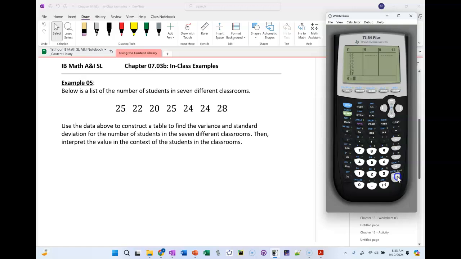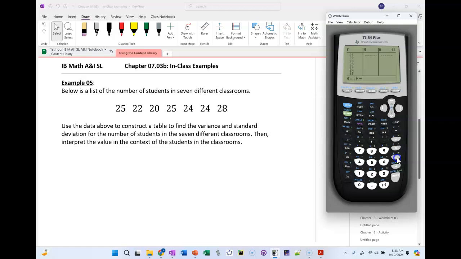I'm going to press enter. And what I want to do is take my observation, which would be in list F, and subtract from it that mean.